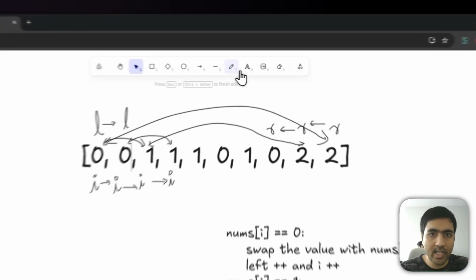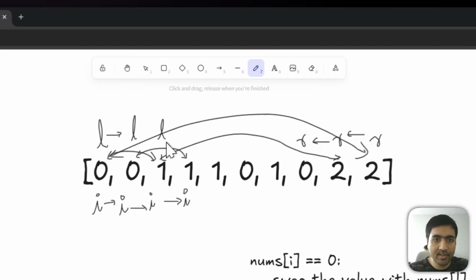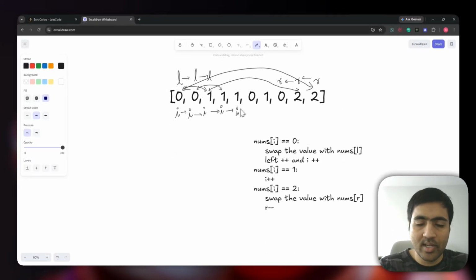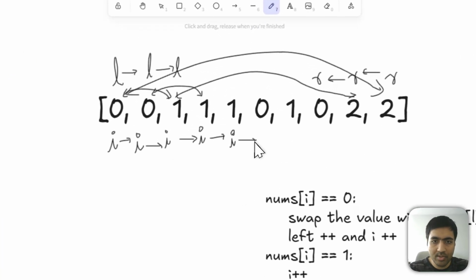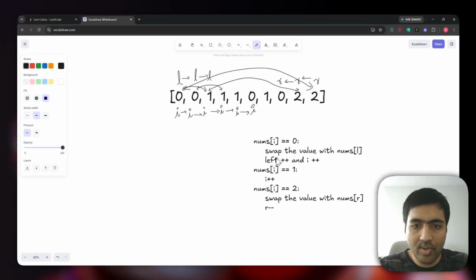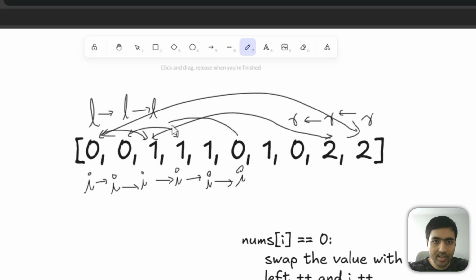And increment both of the left and right pointers. Okay, now I is 1, don't do anything, just move on. I is 1, move on. Now I is 0, again swap the value with the left pointer, current left pointer here.